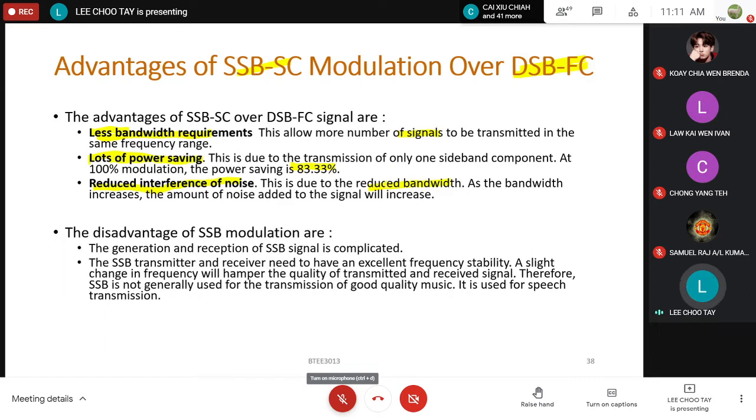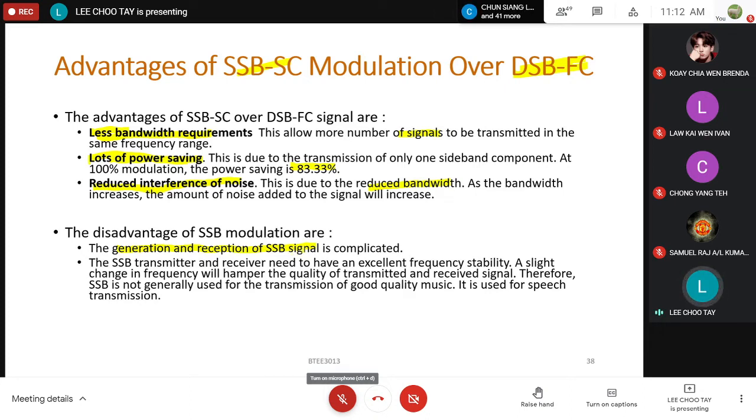However, the advantages do not come without any disadvantages. There are two listed here. The first one, as we have seen earlier, is that generating and receiving the single sideband signal is not as straightforward as the double sideband full carrier. We have to use selective filtering, a phase shifting or Weaver method.